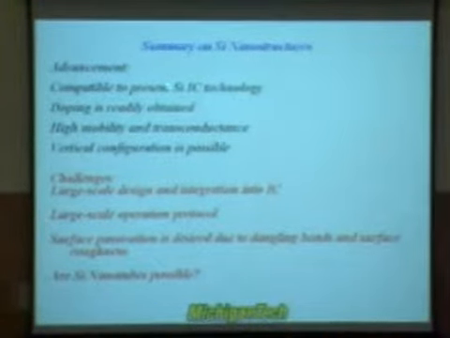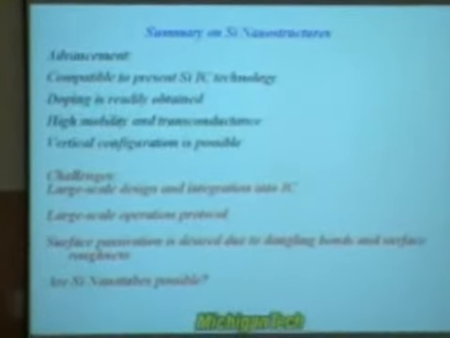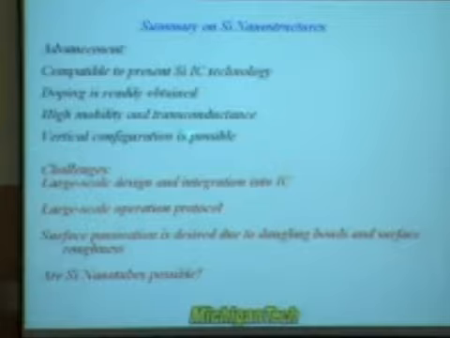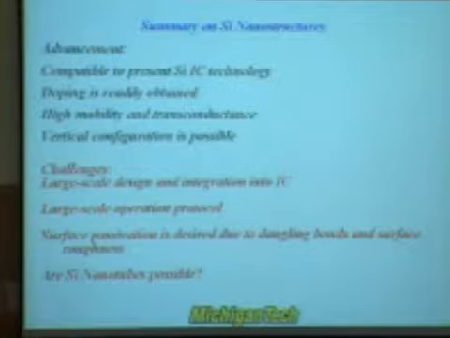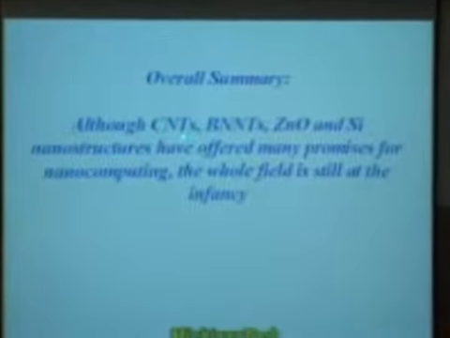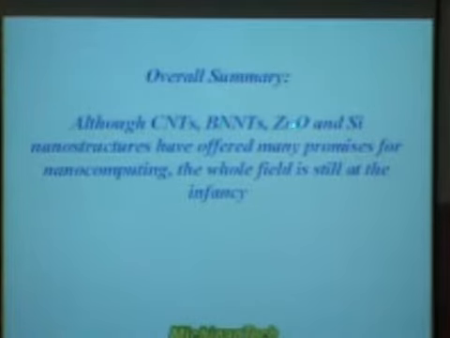Compatible with the present IC technology, doping is no problem. High mobility and conductance. They can be grown in a vertical configuration, right? And the remaining challenges will be large-scale operation, surface passivation, or can we make actual silicon nanotubes? That is an open question. If not, we can roll on. This is the overall summary. Although carbon nanotubes, boron nitride tubes, zinc oxide, or silicon nanostructures have had their hits and misses, the whole field is just at the beginning stage. All right? We need many more efforts.